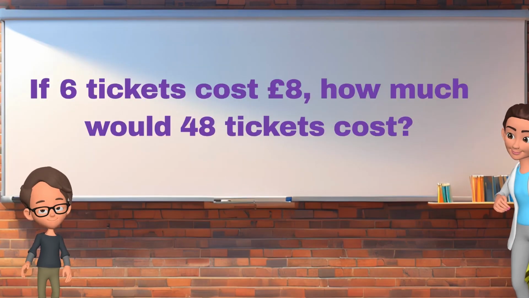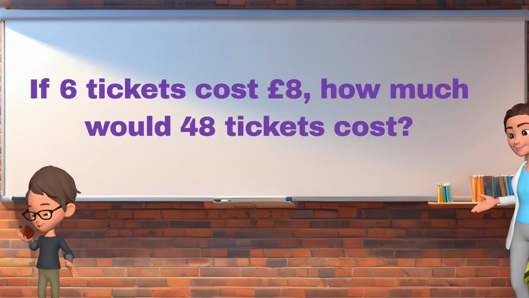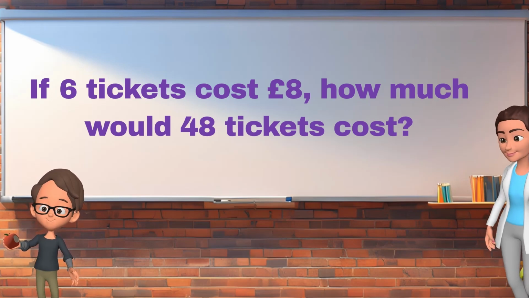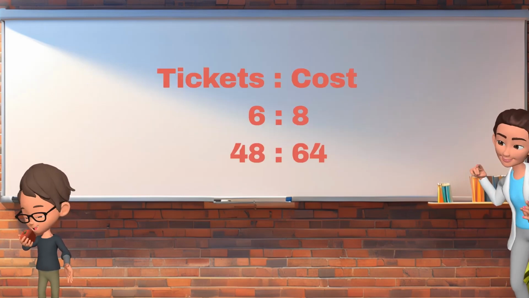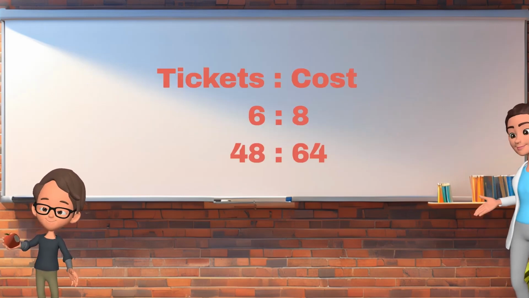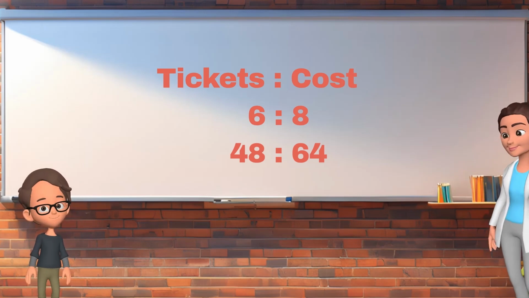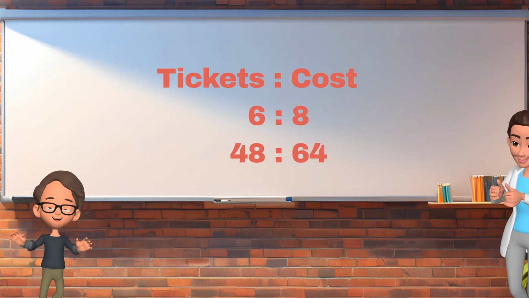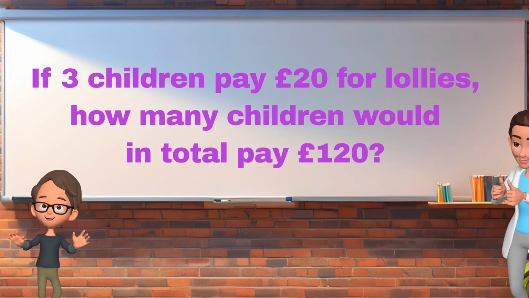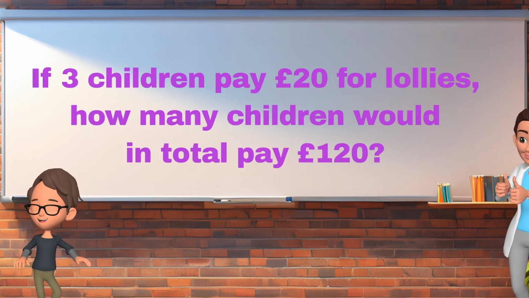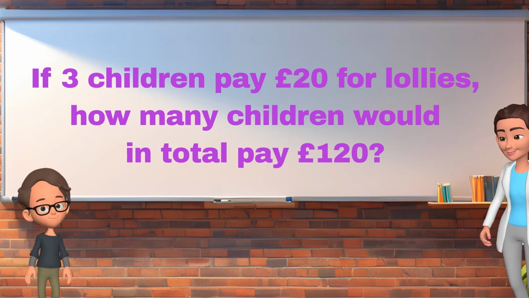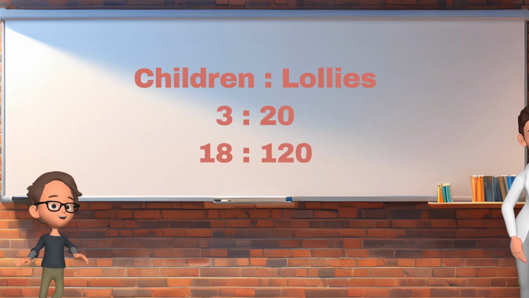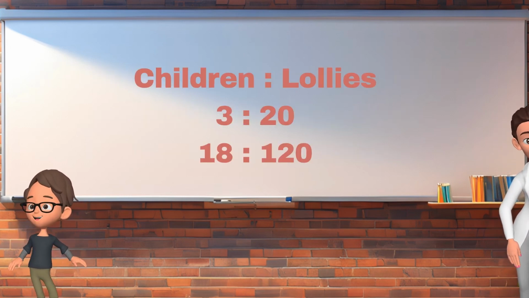In such questions, we first write them down as ratios and then check how many lots will one quantity go in the corresponding quantity. We will multiply the related ratio with the same number. In the first question, we times both 6 and 8 with 8, as 6 times 8 is 48. In the second case, we will multiply both quantities with 6, as 20 times 6 is 120.